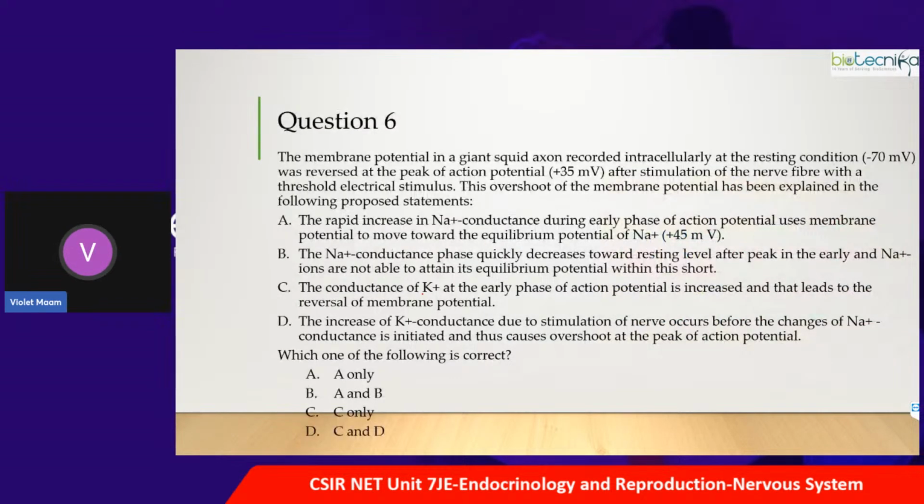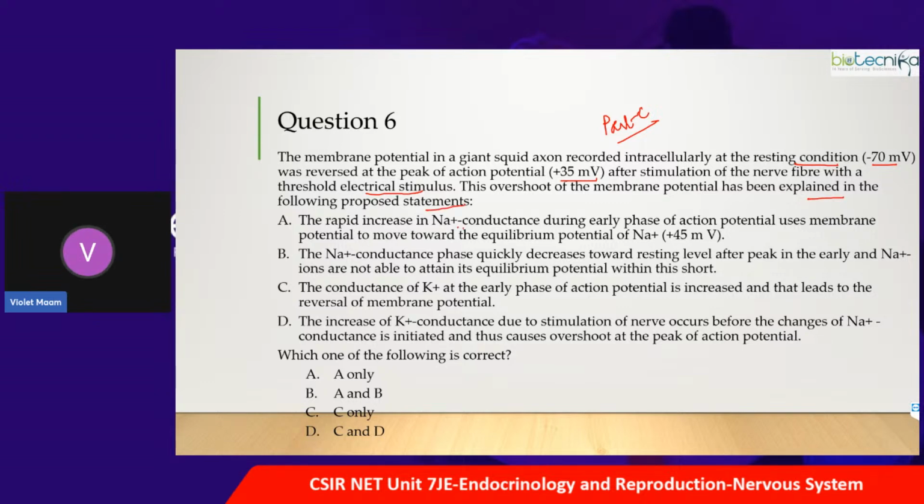Now question number 6. Right, it's a part C question that was asked in previous year question papers in CSIR. It is all about the nervous system. The membrane potential in a giant squid axon recorded intracellularly at the resting condition of minus 70 millivolt was reversed at the peak of action potential to plus 35 millivolt after stimulation of the nerve fiber with a threshold electrical stimulus. This overshoot of the membrane potential has been explained in the following proposed statements.